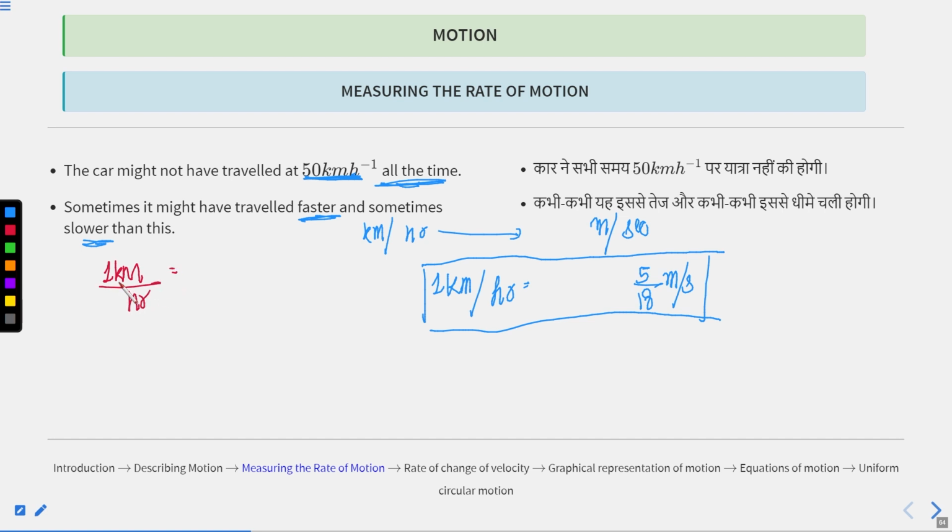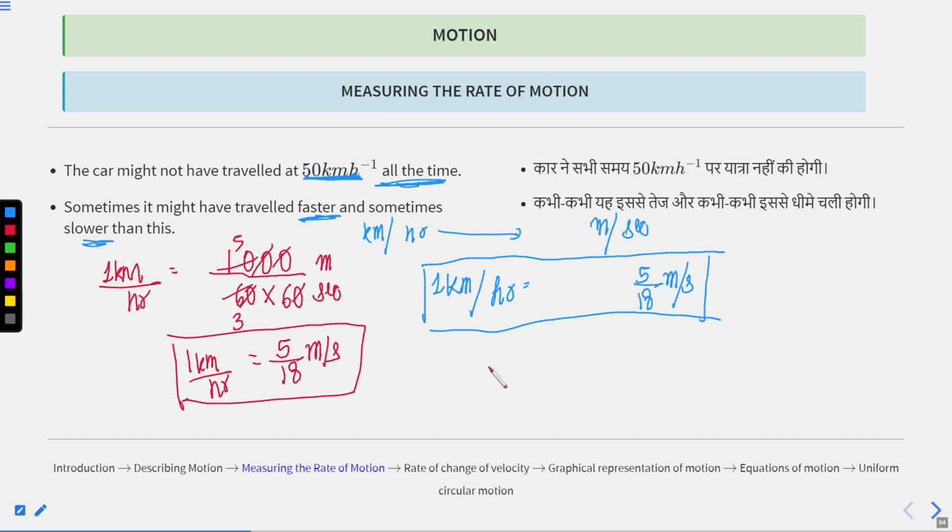Clear, class? How many meters are there in 1 kilometer? 1000 meters equals 1 kilometer. And to change to seconds, I know that 1 hour is equal to 60 minutes and 1 minute is equal to 60 seconds. When you solve it, it becomes 5 by 18 meter per second. So 1 kilometer per hour is equal to 5 by 18 meter per second. If I want to change 50 kilometer per hour, it becomes 50 into 5 by 18 meter per second, and we solve this number and get the answer in meter per second. Is it clear, class?